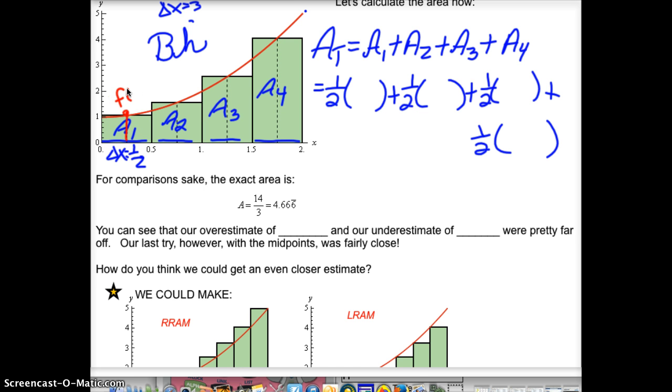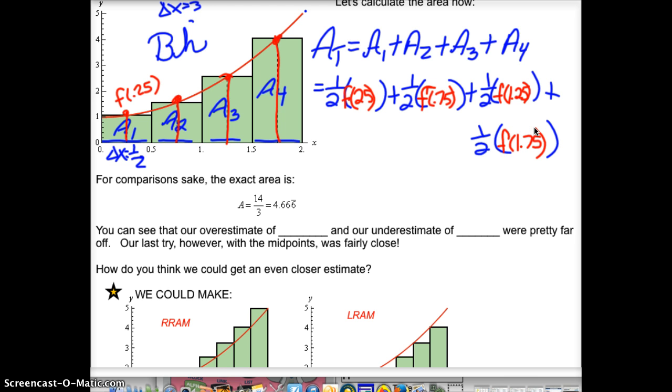It's not f of 0 if I were to the left or f of a half if I were to the right. It's f of 0.25 right in the middle. And this is f of 0.75, f of 1.25, f of 1.75. That's where I'm hitting the curve in the middle. So that's f of 0.25, f of 0.75, the height of the function at 1.25, and the height of the function at 1.75.